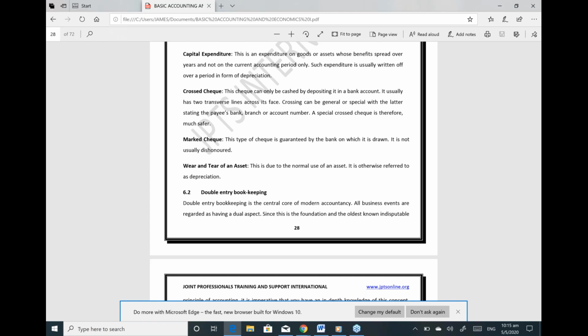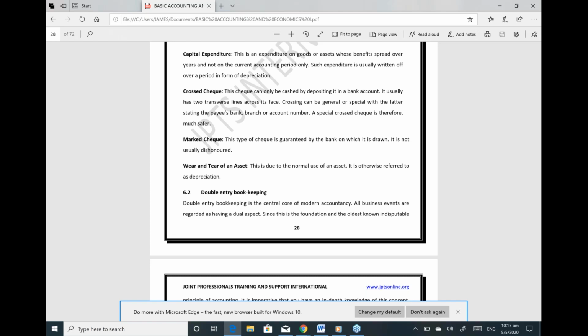Now, we look at marked cheque. This type of cheque is guaranteed by the bank on which it is drawn. It is not usually dishonored. Sometimes marked cheques or money are used by detectives to show that something is wrong somewhere. Then we also look at wear and tear of an asset. This is due to the normal use of an asset. It's otherwise referred to as depreciation of the asset.